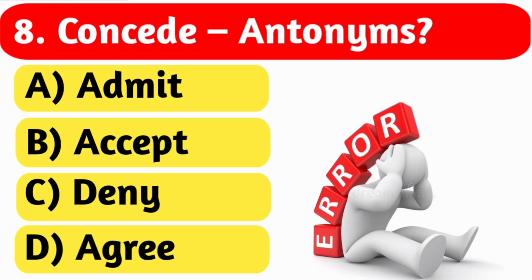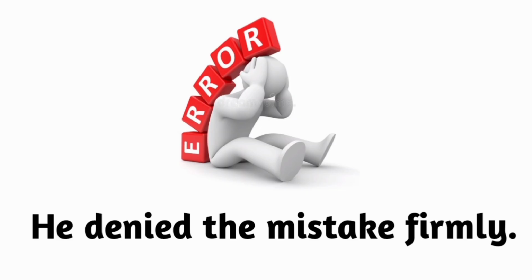Your eighth question is concede antonyms. Your options are A. Admit, B. Accept, C. Deny, D. Agree. Your correct answer is option C. Deny. He denied the mistake formally.